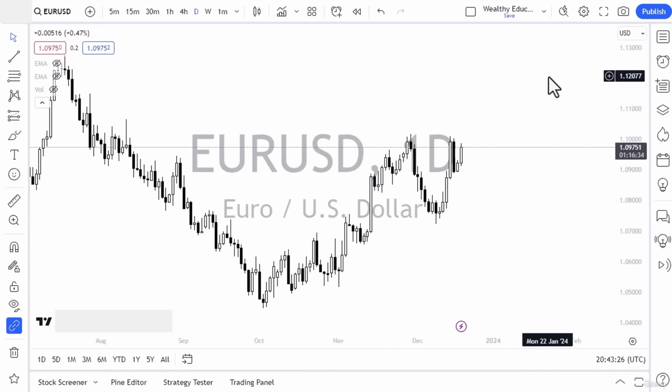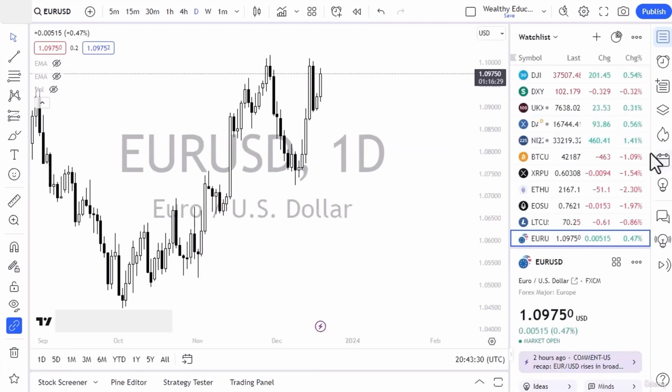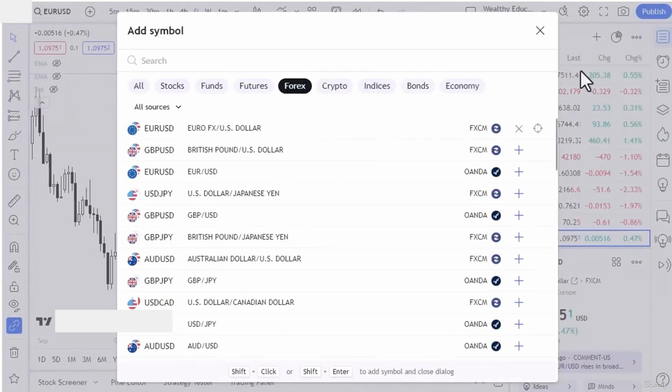You can also create a watch list, and that's what this little icon is over here. For example, this is on the watch list. Let's say I wanted to add one, so you just click on add symbol. Say I want the British pound.